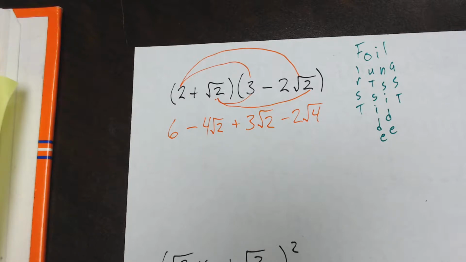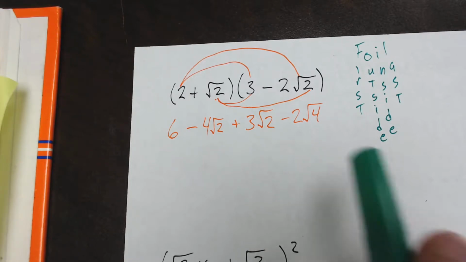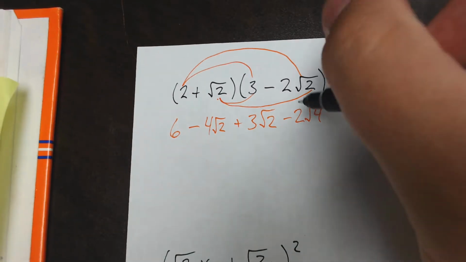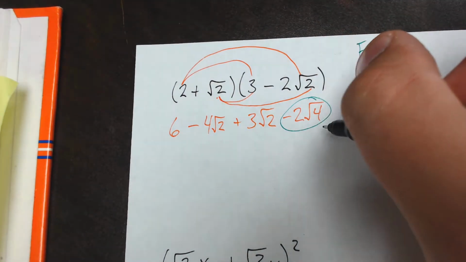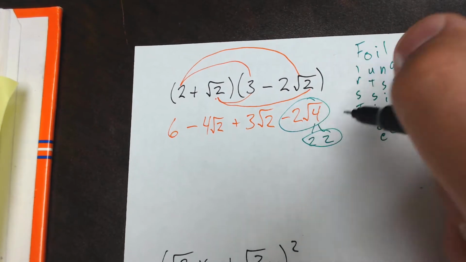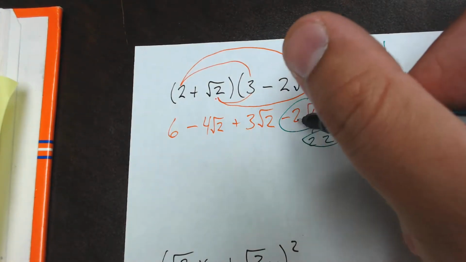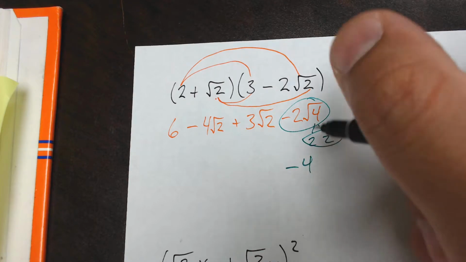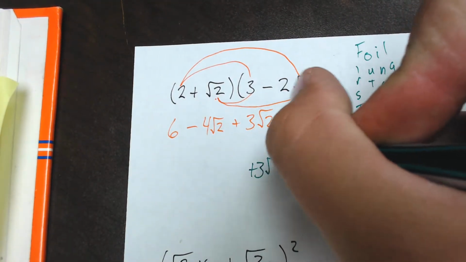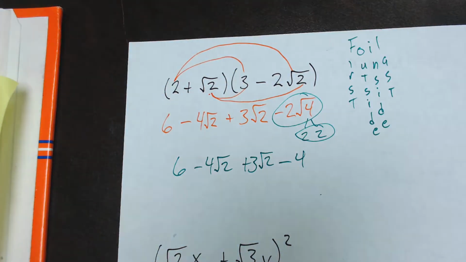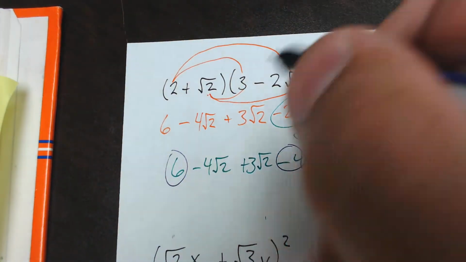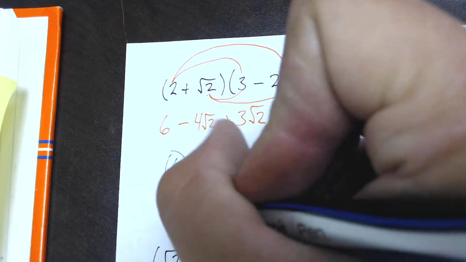Now, before we combine like terms, we have to see if we can rewrite any of these radicals, which we can with this one, because the square root of 4 is the same as 2. So we factor this, we've got a pair of 2's, so the 2 comes out and multiplies by the negative 2, which makes this negative 4 now. So now we combine like terms. Like terms we have the whole numbers, 6 and negative 4. So 6 minus 4 gives us 2.